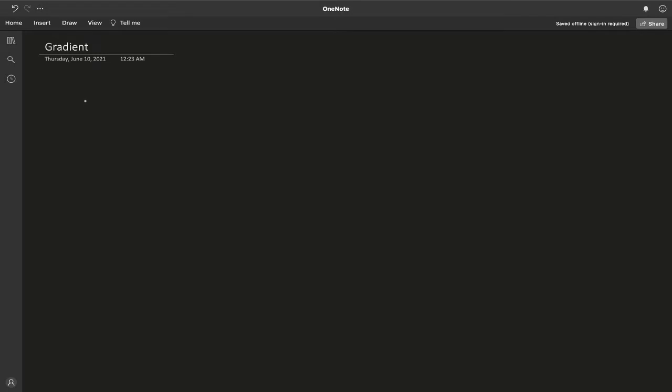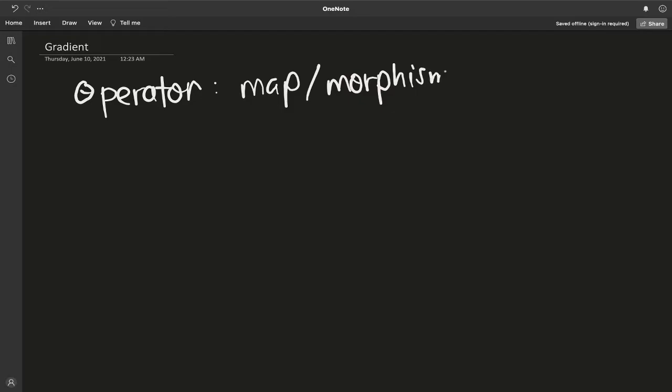Okay, so first of all, what do we mean when we say operator? If there are any physicists in the house, you might have encountered operators before in quantum mechanics, the Hamiltonian operator for example, or even the angular momentum operator. Well, an operator in mathematics, at least the informal way I'm explaining it, is a map or morphism or function or even a transformation.